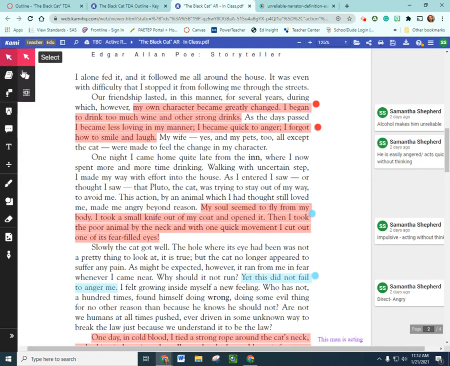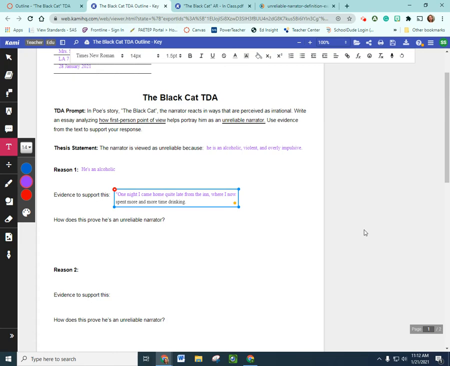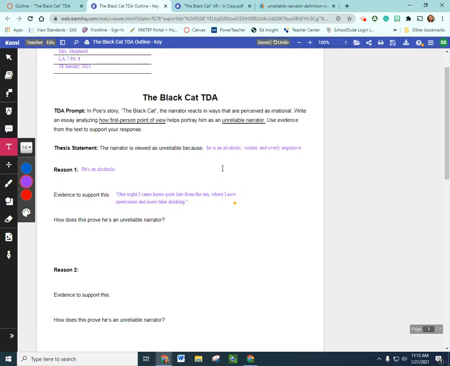One night I came home. So I'm going to highlight that: spent more and more time drinking. Copy. And I'm going to paste, and I don't care if it's different colors. If you want to change that, you totally can. Just highlight it, make it purple. For me, it's purple. If you want to do any other color, if you want to do it in black, you totally can. This just helps it stand out a little bit.